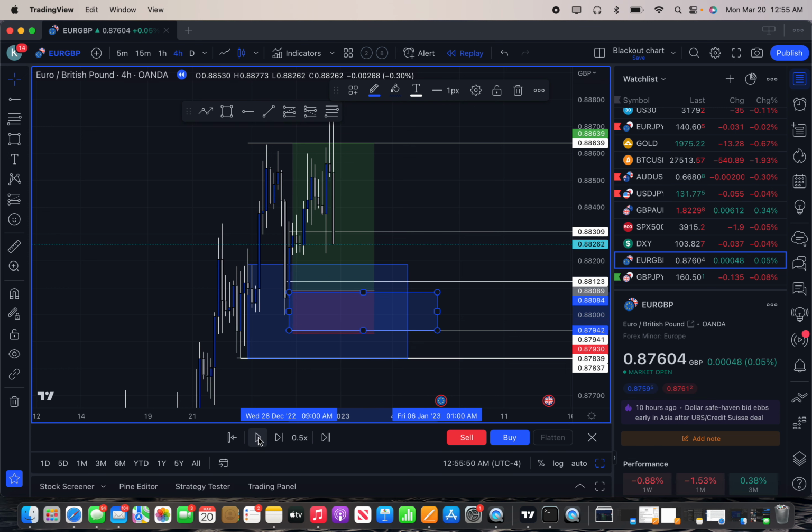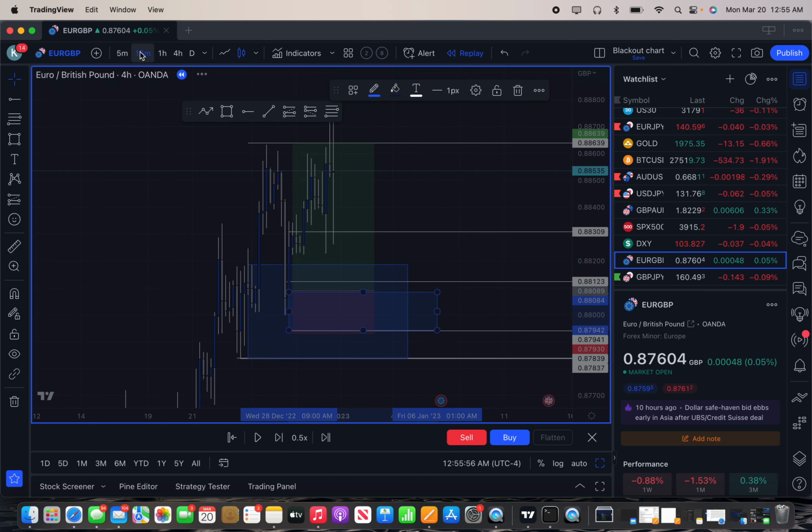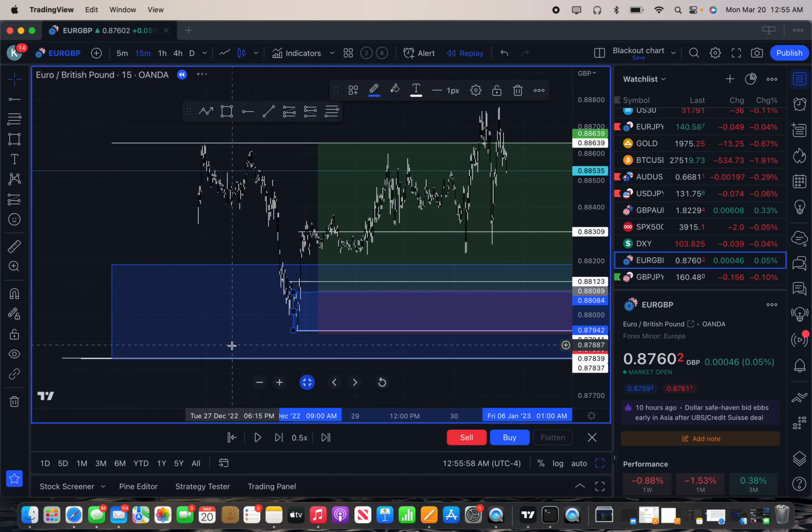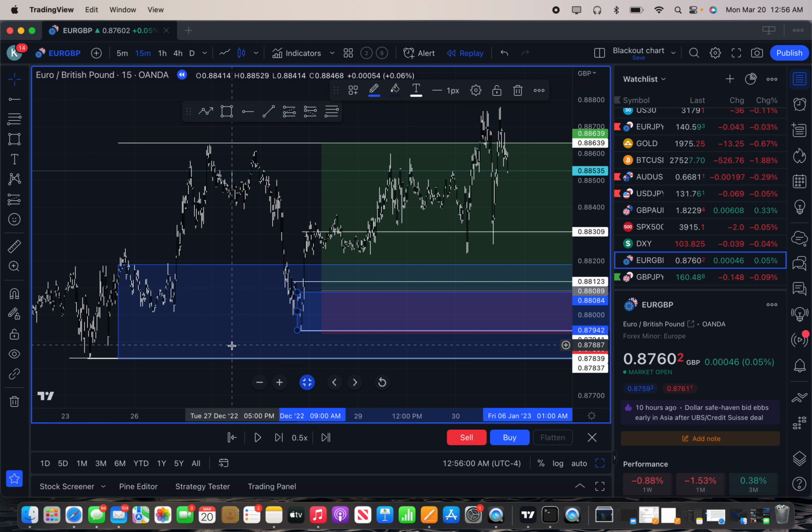Okay, so in this case, it actually never came down to our supply zone, which happens again. We don't get every trade. So it never came down, so we never got entered into the trade. Simple as that.